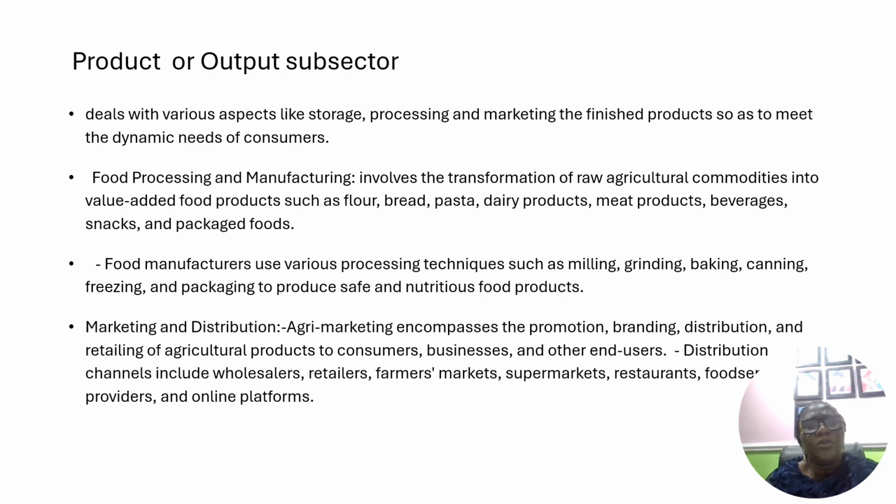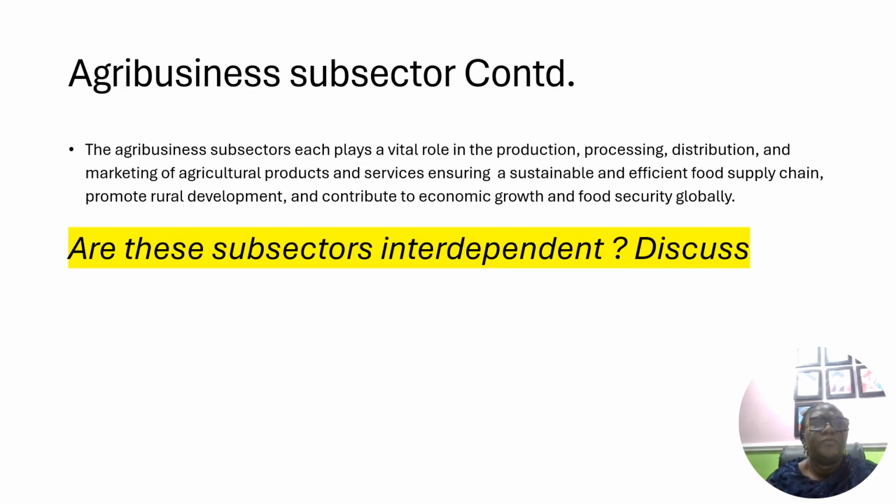The output or product subsector of agribusiness handles the marketing and distribution aspect of agribusiness. So aspects such as storage, processing, marketing are all under the output or product subsector of agribusiness. Retailing, wholesaling, supermarkets, restaurants, food providers, online platforms on agricultural activities are all categorized under the product or output subsector.